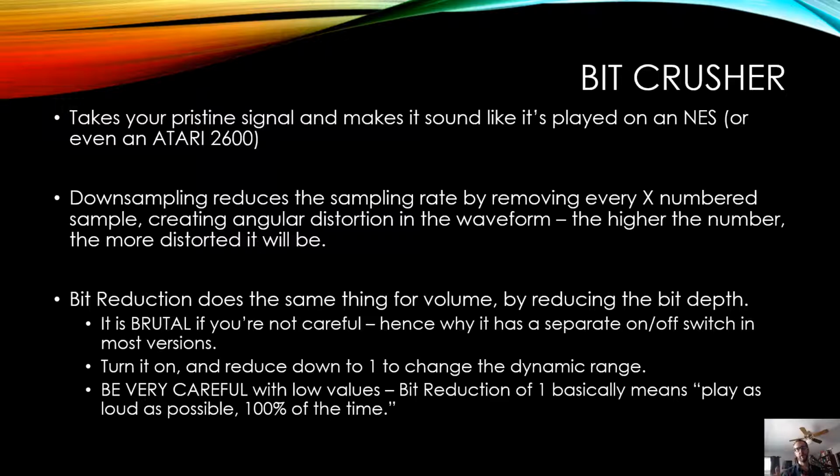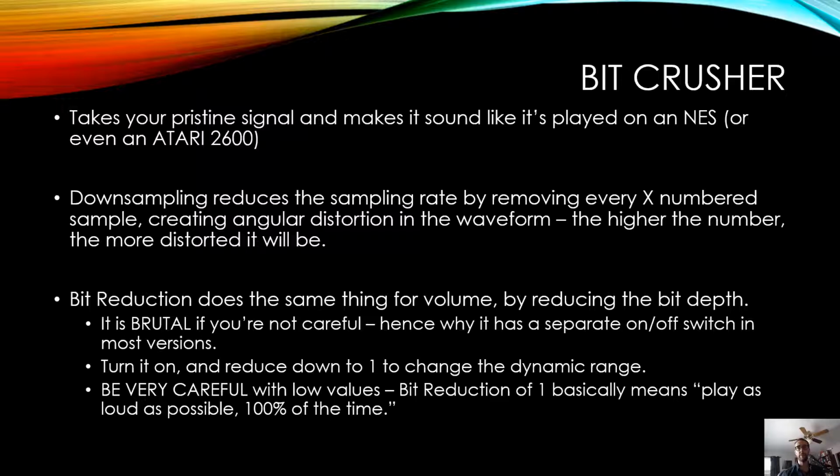So you've got your set sample rate of 44.1K. Instead, what you're doing is you're removing every X numbered sample on the downsample. This creates angular distortion in the waveform. The higher the number, the more distorted it will be, because instead of having all of these thousands and thousands of points, you now have a reduced number, and so it's going to jump from one sample to the next. And if you have more spacing, it's going to jump more and more. The waveform becomes more stepped and angular.